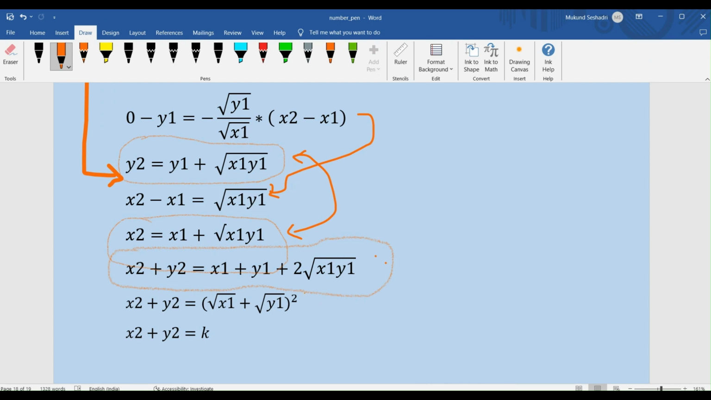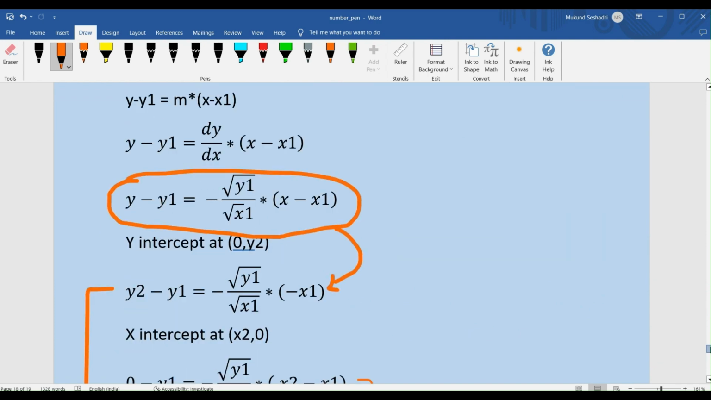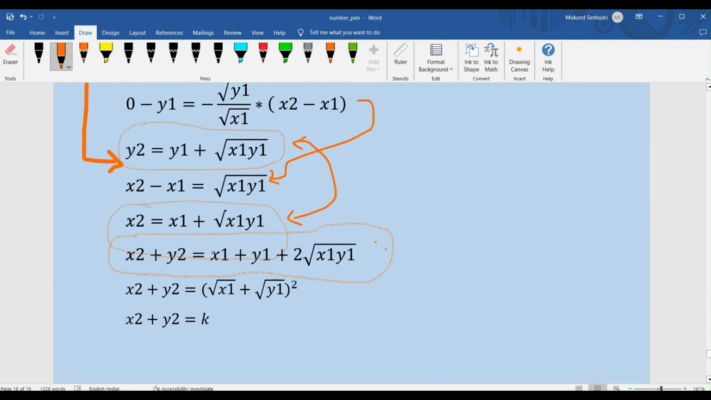So what is this? This is nothing but root of x1 plus root of y1, the whole square. And we know that x1 and y1 pass through the curve, which means that it has to always equal root of k. So root of x1 plus root of y1 is nothing but root of k, and root of k the whole square is nothing but k. So you take any point on the curve, and you'll be able to arrive at the sum of intercepts of the tangent to this curve.